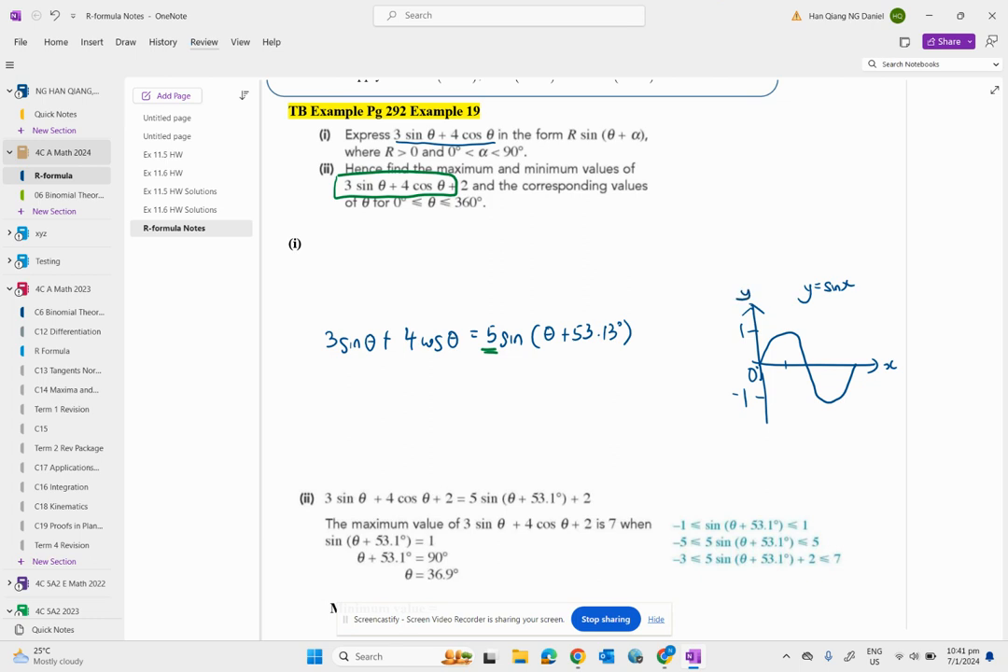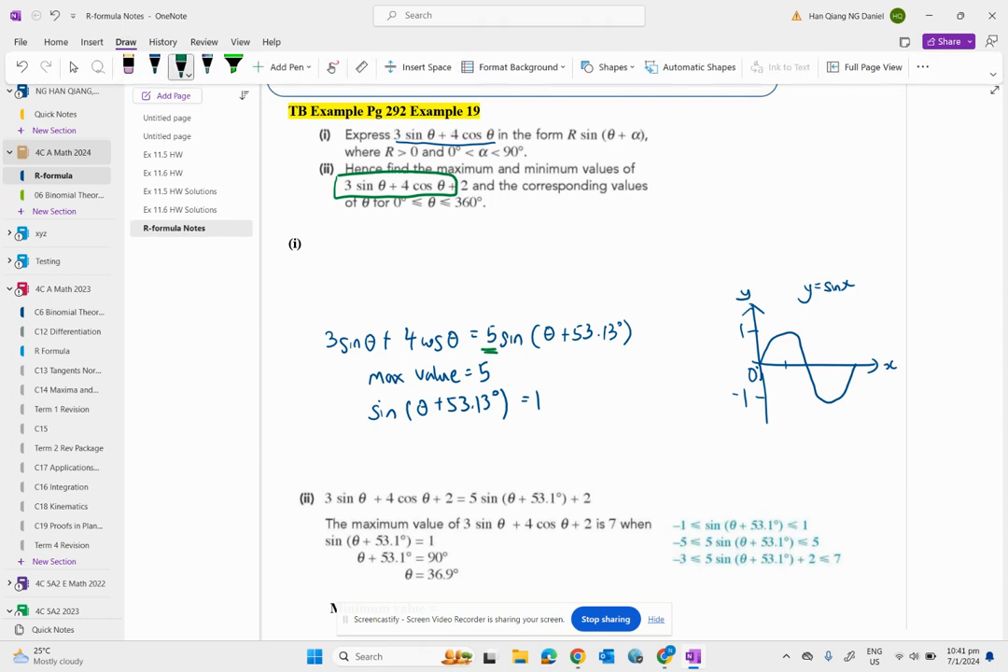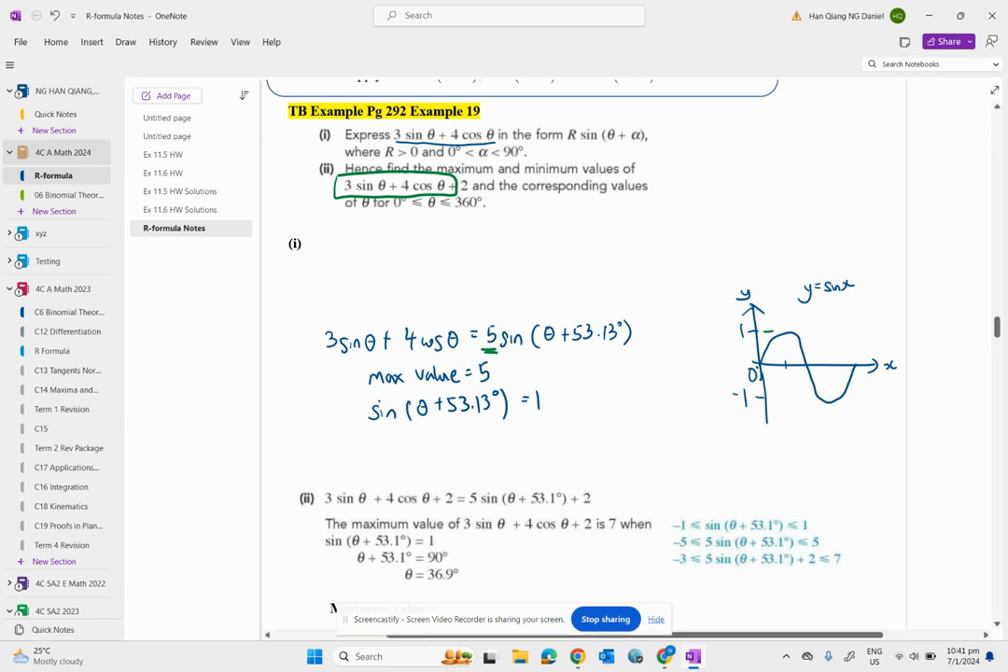So maximum value is 1. With the 5 we have here, my maximum value will be equal to 5. And how do I know what is the corresponding value of theta? It's when sine of (theta plus 53.13 degrees) equals 1. When it reaches its maximum value of 1 for the sine graph, what's the angle? It occurs at 90 degrees.